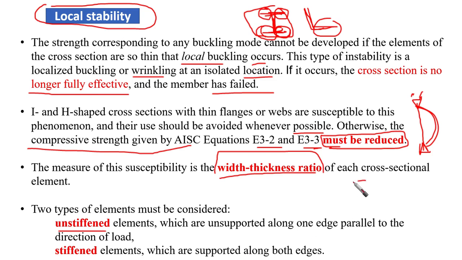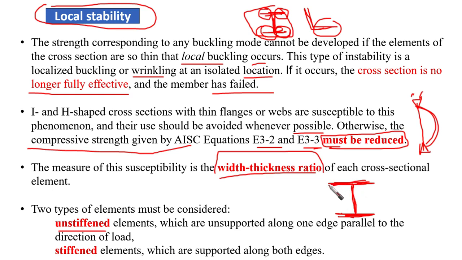For example, if we have a wide flange, or an I section like this, this web is stiffened from both sides. Because when the loading is applied on this cross section, there is one element, which is the flange here, and another flange here, supporting the ends of this web. So we are going to call this web a stiffened element, which is supported along both ends.